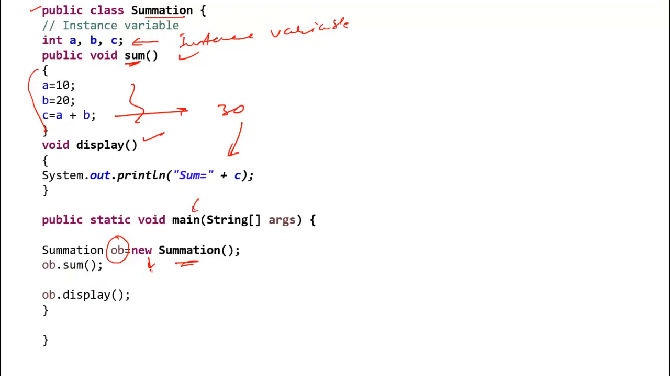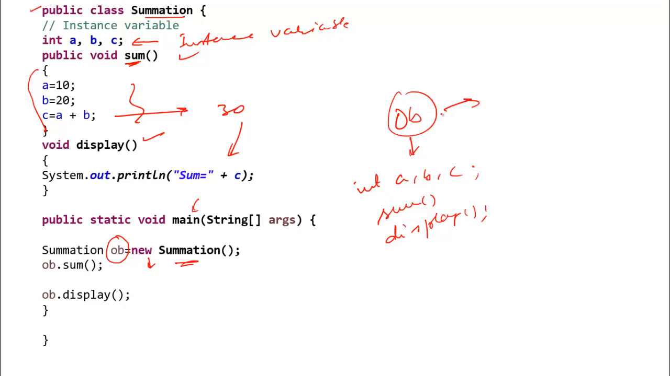Now see this object ob. This ob contains three variables a, b, c of type int, and it also contains the sum method and the display method. So five components are combined in ob. All the ingredients of this Summation class come into a single unit, that unit is called ob, and this is called encapsulation. So here the encapsulation is done.